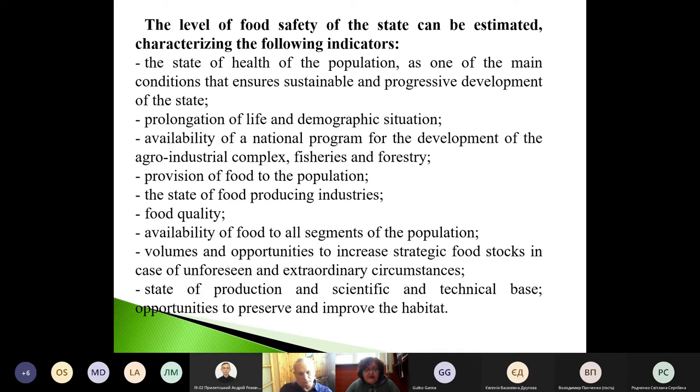all of us know that this term can be interpreted differently by different authors, but I want to tell you about my scientific research and how to calculate the food safety in Ukraine. The level of food safety of a state can be estimated by characterizing the following indicators.